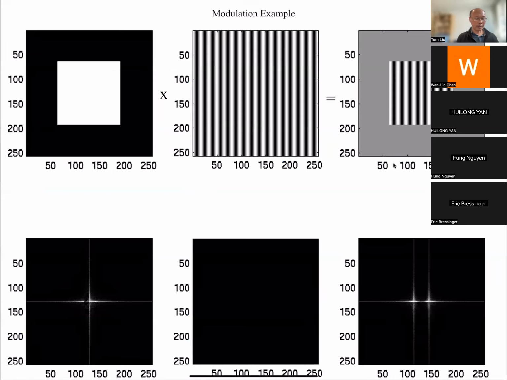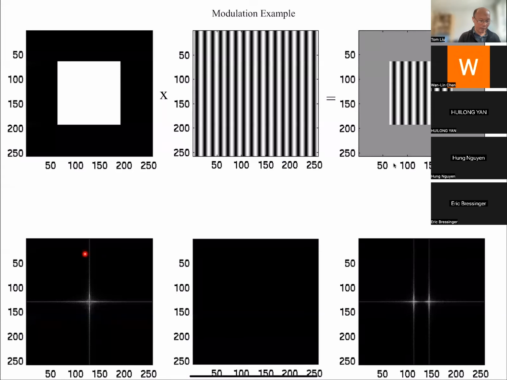Okay, so here's a modulation example. Let's say we take my rect function here. And I multiply by this stripy pattern here, right? And so this leads just to a stripy pattern that's confined to the rect. So this is multiplication in this domain. That means in this domain, I've got to convolve.